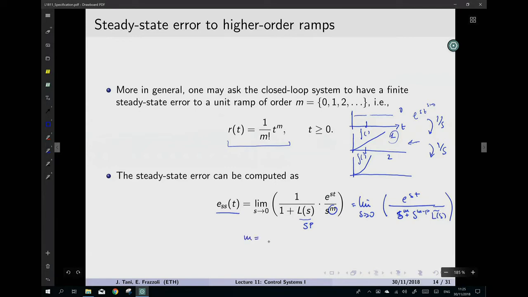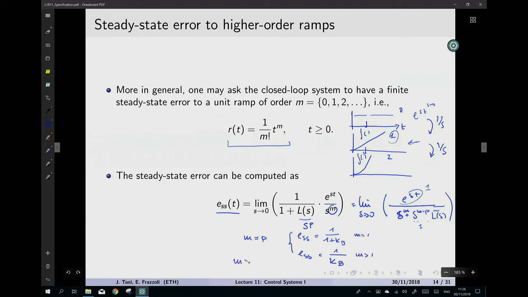If M is equal to P, then what do we get? As S goes to 0, E at the ST goes to 1, M is equal to P, so this term here goes to 1, and as S goes to 0, this term will go to 0, and we will have a steady state error that is equal to 1 over 1 plus the Bode gain if M is equal to 1, or 1 over the K Bode gain if M is bigger than 1.